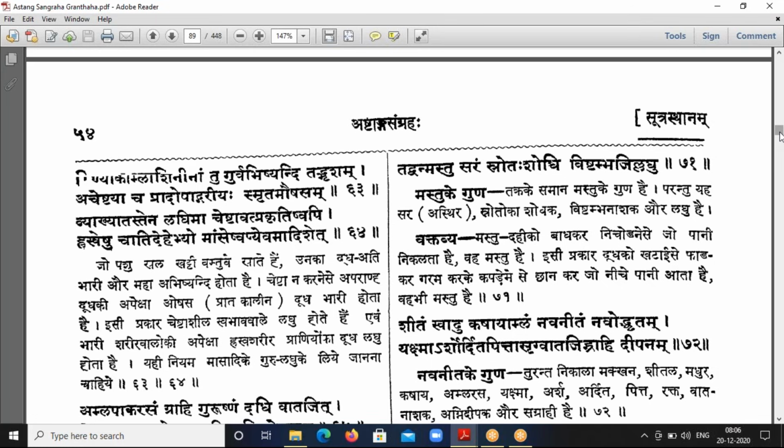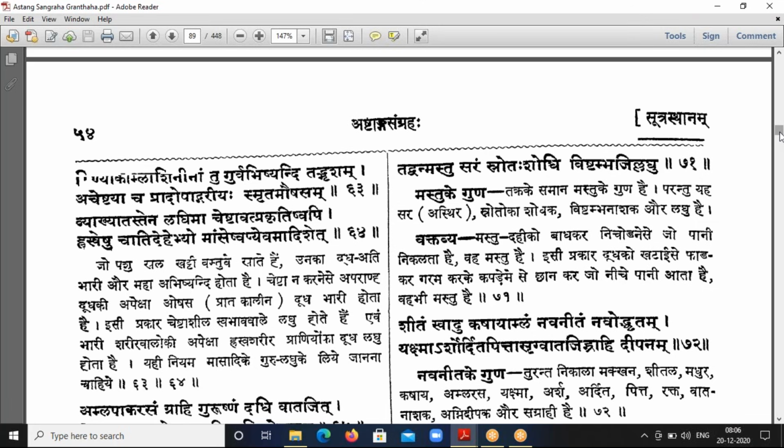Because all through the day, the animal will be moving around. It is expected to move around, which will make the milk lighter. So, ajeshtayaja pradoshad gariyasmrudam aushasam. Then, pinyaga amlashininam tu guru abhishyanti tad bhrisham.